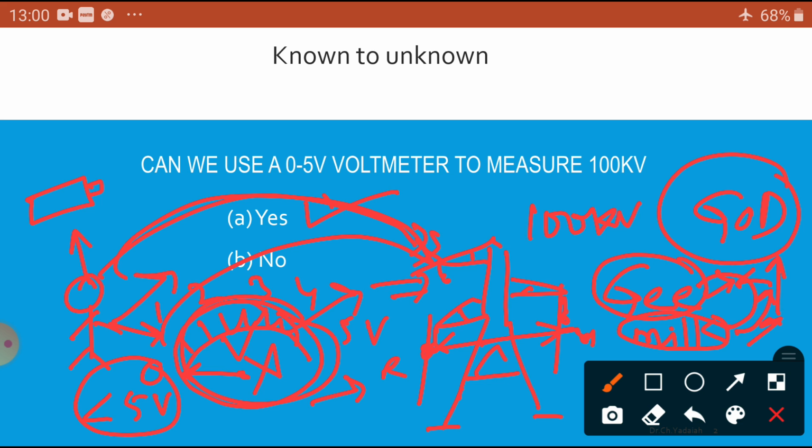Sir, how can you measure this voltage? The answer is yes, it can be done. I am going to measure this voltage with the help of an instrument known as the potential transformer, PT. I require some device.